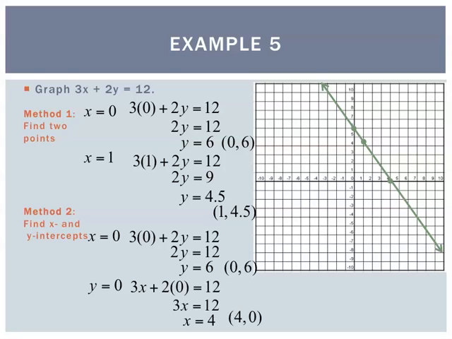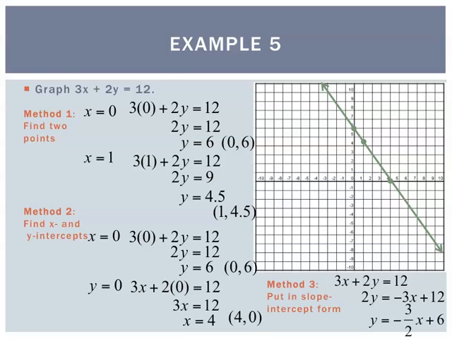The last method is the one you're probably most used to doing. In some cases this is easier, but in this case it's actually a little bit more complex because you may need to move a lot of things around until you can get the slope and the y-intercept. Here, to get it into slope-intercept form, we have to subtract 3x and divide by 2. So now we have y equals negative 3 halves x plus 6.